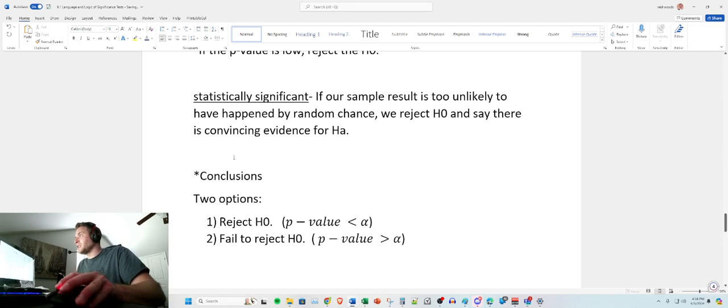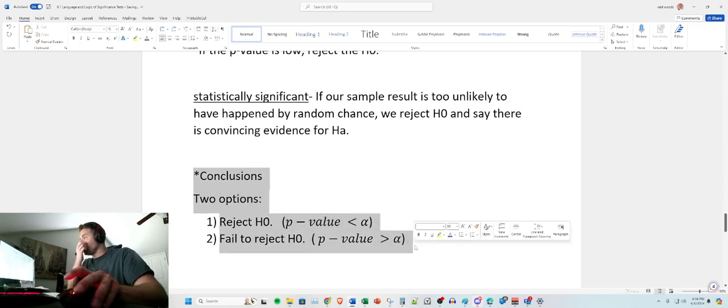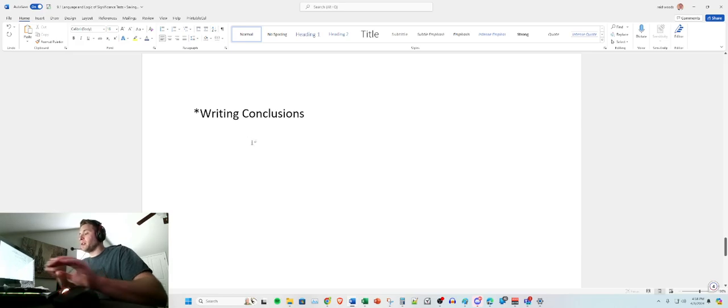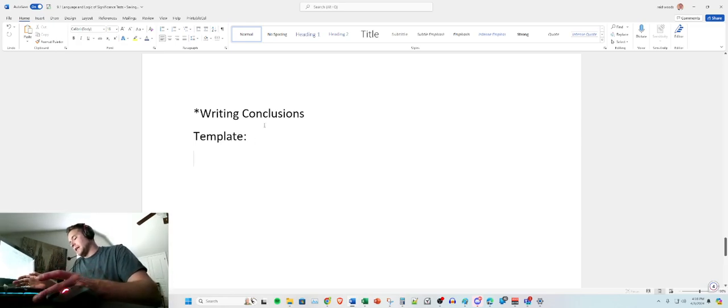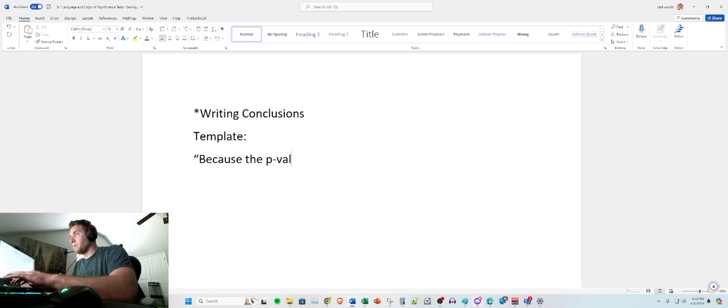because we talked about conclusions, and we said there's two options. You're going to either reject or fail to reject. But what we're going to do is put a template here for you. This is your go-to, and we kind of had this with the confidence intervals. You took that test yesterday. We had the interpretation of confidence intervals. This is going to be very similar. So here we go. Because the p-value of blank, in here you're going to put the p-value. Let me write it like that. We'll underline it.